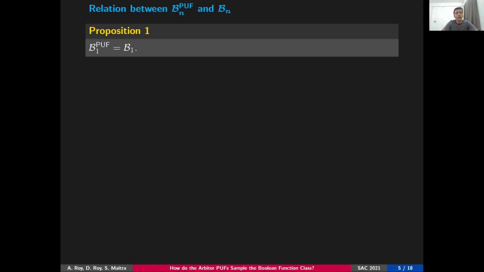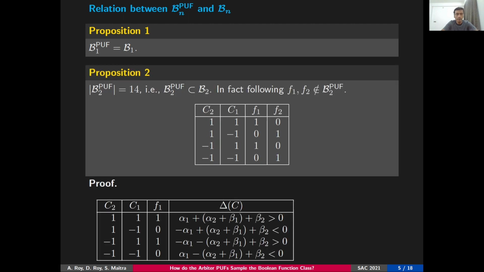So, in the first result, we have shown that the set of all Boolean functions generated from one length PUF is equal to the set of all one variable Boolean functions. The most interesting thing starts from n equal to 2. Now, if we consider the set of all Boolean functions generated from 2 length PUF, we can see that there are only 14 Boolean functions present in that set. That means the set of all Boolean functions generated from 2 length PUF is a proper subset of the set of all Boolean functions involving 2 variables.